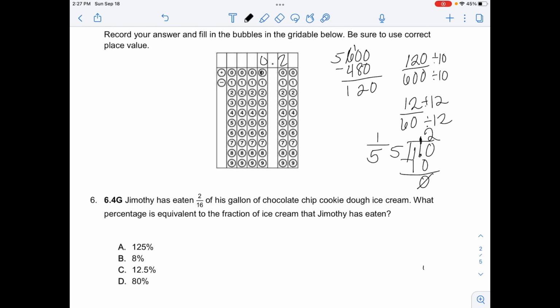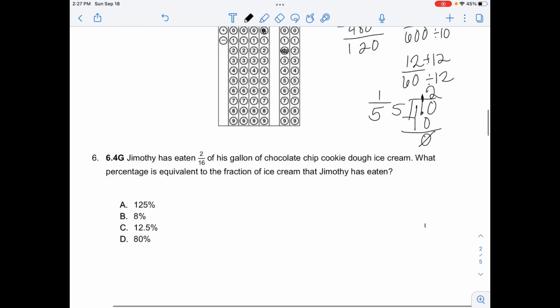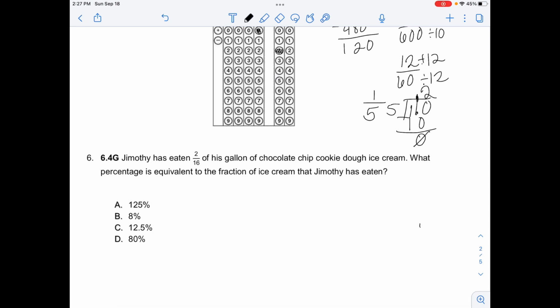And then, of course, we bubble it in. All right, here we go. Jimothy has eaten 2/16 of his gallon of chocolate chip cookie dough ice cream. What percentage is equivalent to the fraction of ice cream that Jimothy has eaten?